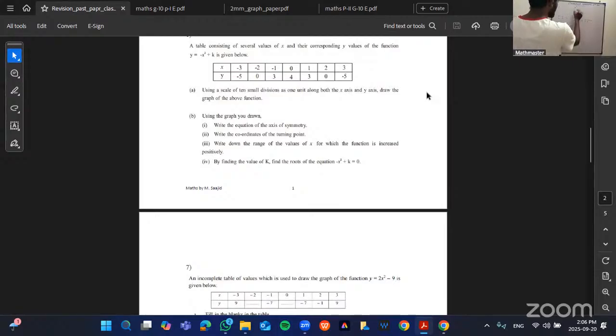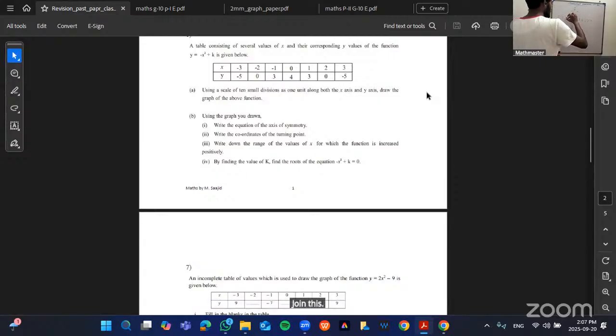(0, 4) is here. (1, 3) is here. (2, 0): x is 2, y is 0 here. Then (3, -5), 3 and minus 5, is here. Now we have drawn the points. Now we have to join these.